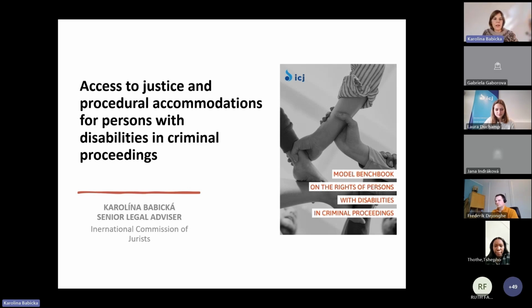I'm going to zoom in on access to justice, and especially access to procedural accommodations for persons with disabilities, specifically in criminal proceedings, mainly through presenting the ICJ's recent publication, the Model Disability Rights Benchbook.